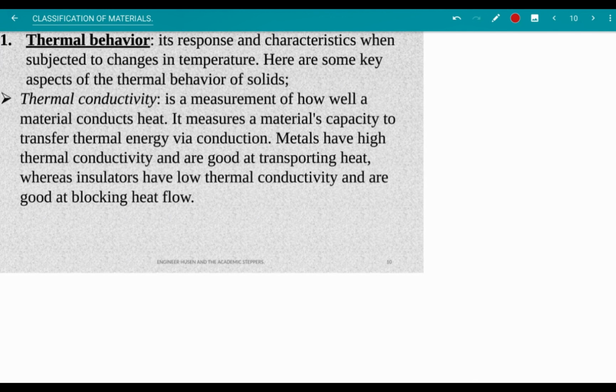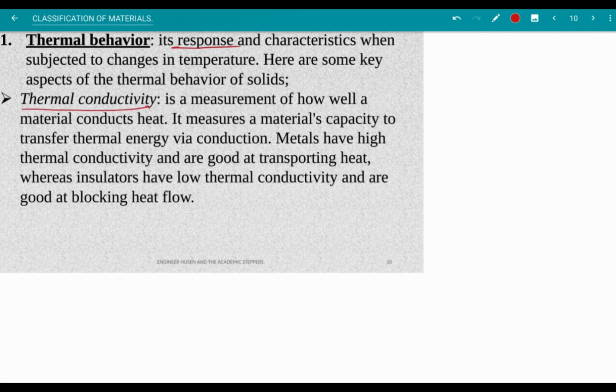Thermal behavior. From the word thermal, you need to understand that it shows you the response or the characteristic of a material when subjected to change in temperature. An example of thermal behavior that we have is thermal conductivity. It measures how well a material is able to conduct heat. You'd find that metals will have a high thermal conductivity, while insulators will have a low thermal conductivity. So thermal conductivity will simply measure the material's capacity to transfer thermal energy through conduction.